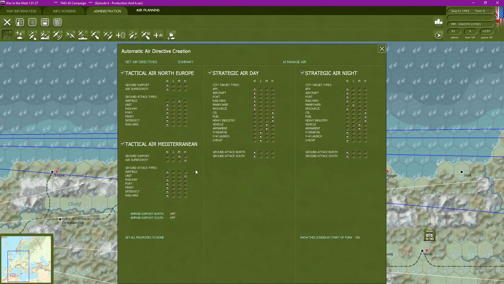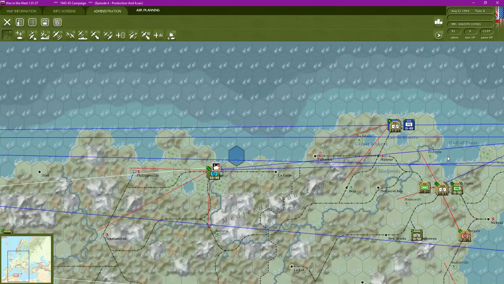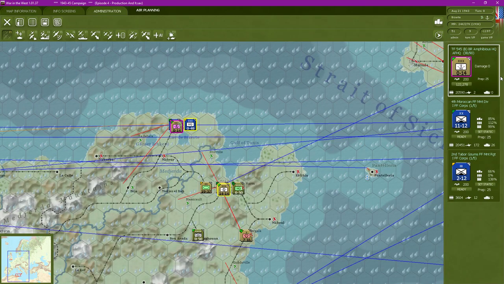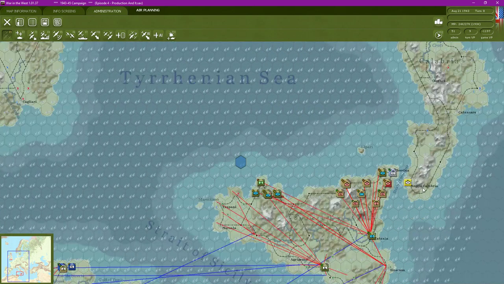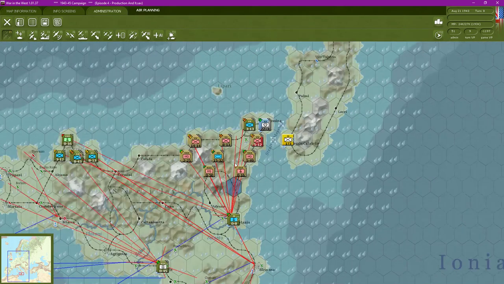Now, let's see. I don't believe we have the preparation to launch an invasion of Sardinia as of yet. 25. No, we can't go for it at this moment in time. Obviously, I can't check until we get into the proper phase forward.